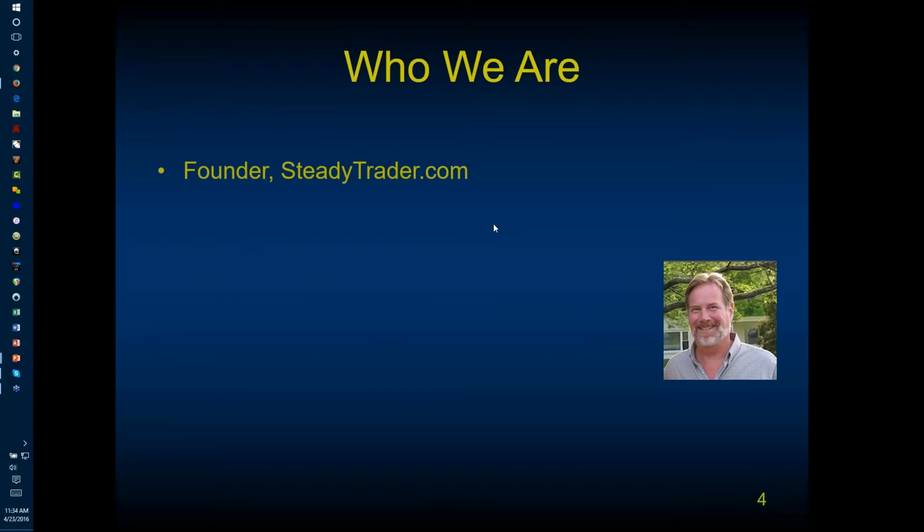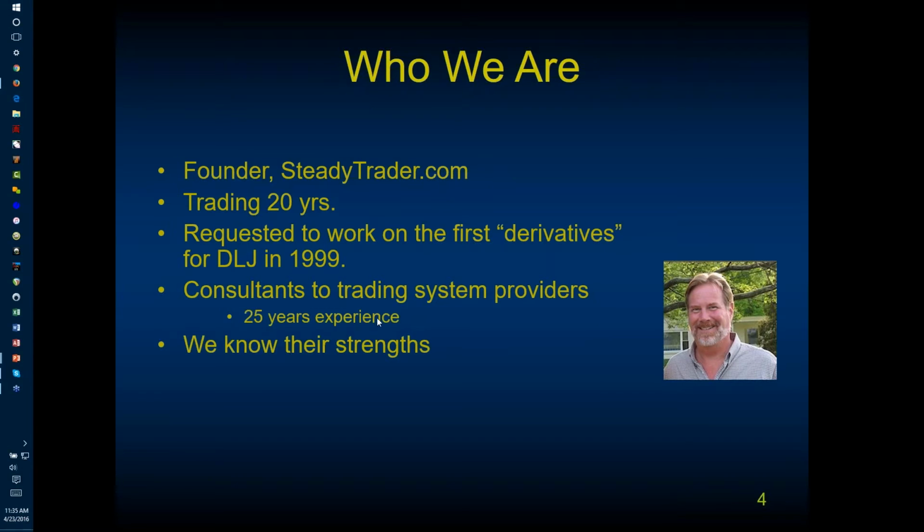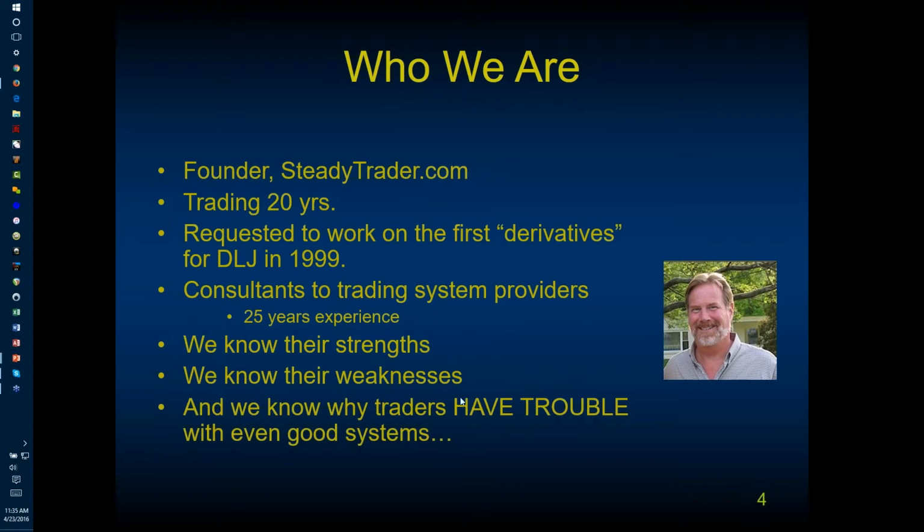So a little bit about me. I'm the founder of SteadyTrader.com. I've been trading for about 20 years, since the beginning of the online trading era in the 90s, when it was so easy to make money trading. Not as much today. I was actually requested to work on the first derivatives for DLJ. They found out that I was a math geek. I didn't know what derivatives were back then. I didn't know they were going to be hot, so I actually made a mistake and turned them down. But I did go on to be a consultant to about 6 trading system providers over the next decade or so. Got about 25 years experience with my partner, and because we've worked on so many other systems, we know the strengths and weaknesses of trading systems. About a year and a half ago, we decided to create SteadyTrader.com with our own favorite trading system. And so we're going to talk about that today.